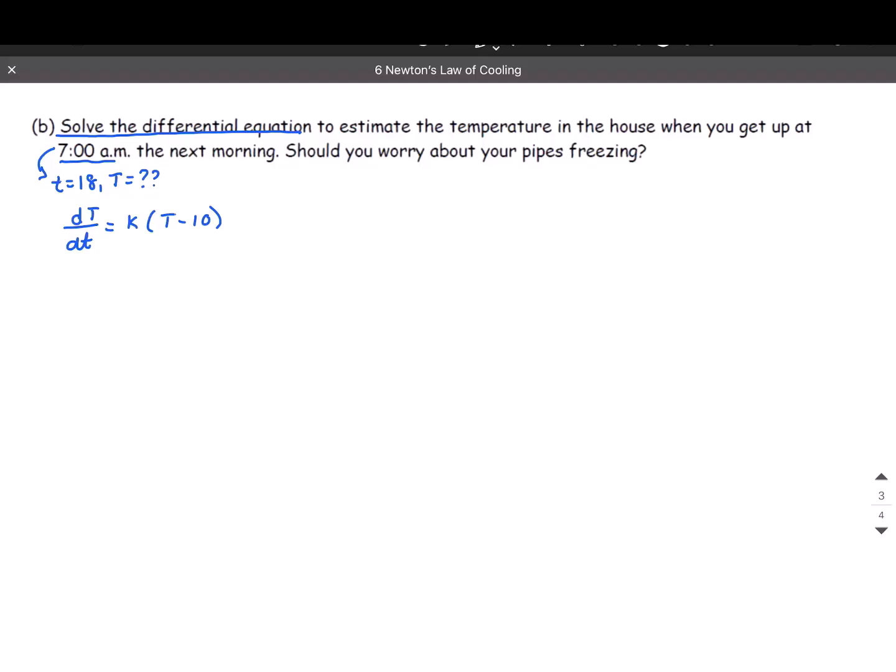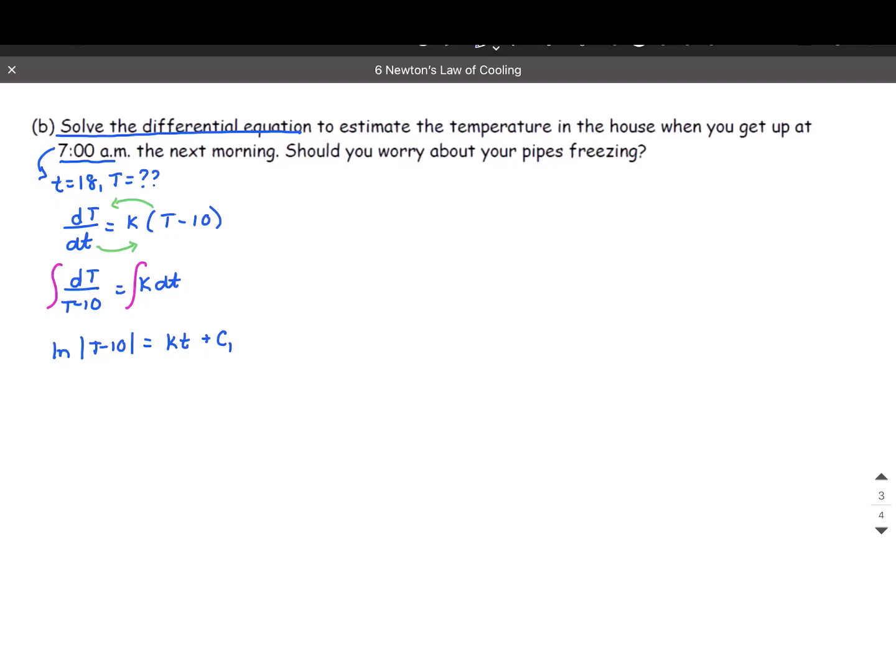Now we need to separate the variables. Capital T is to the left, lowercase t is to the right. So that means we're going to divide, and we have dT over T minus 10 equals k dt. Now we're going to integrate both sides. Because the derivative of T minus 10 is 1, I can do 1 over T minus 10 and integrate that to the natural log of the absolute value of T minus 10 without doing a u substitution. That works because the derivative of T minus 10 is positive 1. Equals the antiderivative of k dt, which is kt plus our constant.